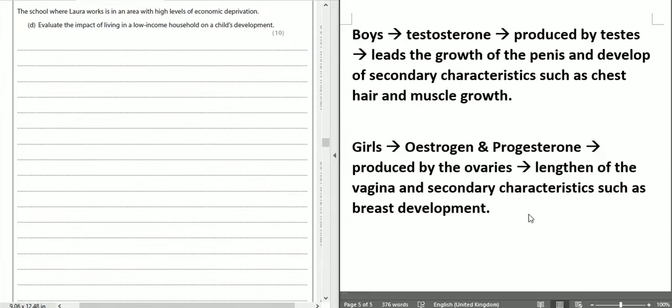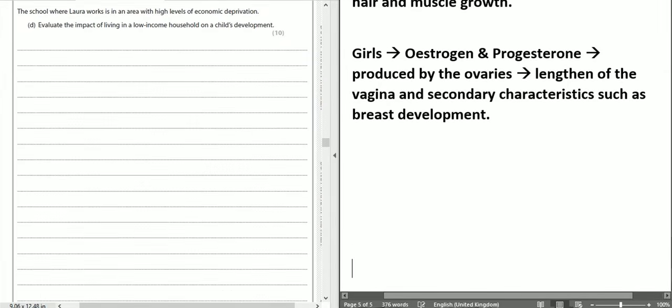Now we move on to our next 10 marker. Now we're back to Laura. Laura seems to be again our key figure in this paper. So it says evaluate the impact of living in a low-income household on children's development. So, Laura works in a school with a high area of economic deprivation. So economic deprivation, again, it's part of section B in the course.